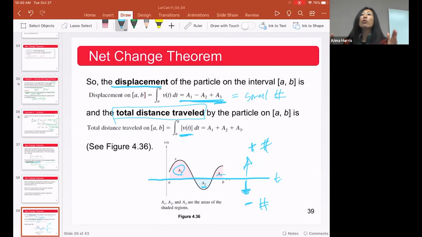But when you look at the total distance traveled, which means they want to know, it doesn't matter whether you cancel out or not, I don't care. I want to know exactly how much I travel. Whether I travel to the left, travel to the right, or left and right, it doesn't matter. If I travel, I want to count every distance I travel. That's called total distance. That's your absolute value. So in your case, the second part, even though it's under the t-axis, still you're going to count it as a positive number. So total distance is a larger number.